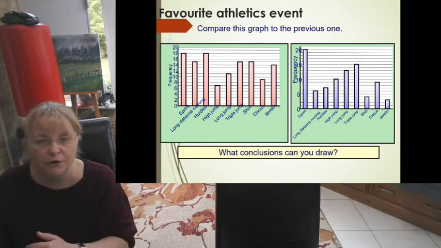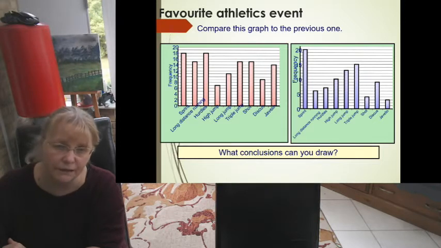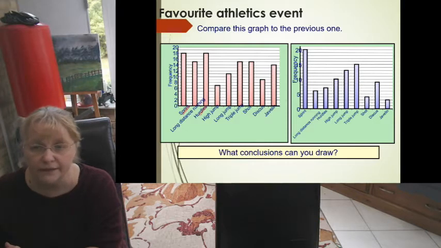So let's do mode first. So the mode in the first graph, the modal event, was sprint and high jump. No, sorry, that was hurdles. So they were the two modal events, where in this one, it was just sprint.